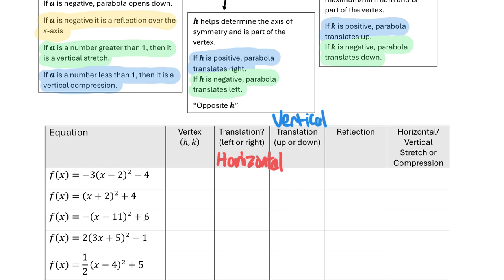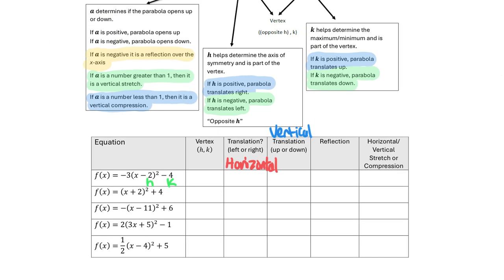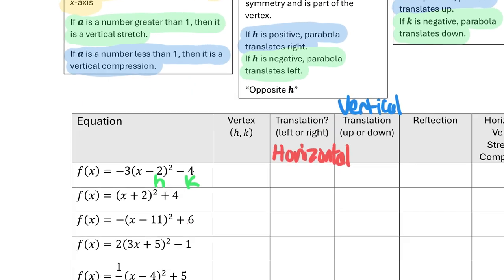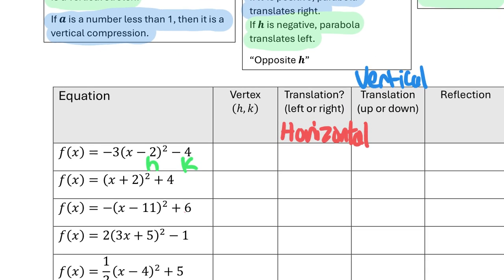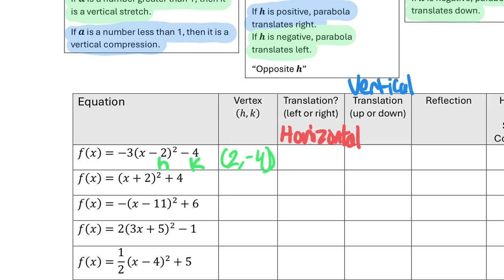So the first thing it wants us to name is the vertex. So the vertex, this is H, and this is K. But remember, when you pull out H, up here in our notes it says to use the opposite value for H. Okay. So since that says X minus 2, that means that the H value is actually just positive 2, and K is what you see, negative 4. So there's your vertex, 2 comma negative 4.